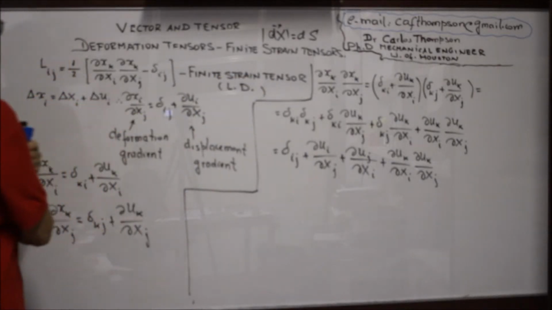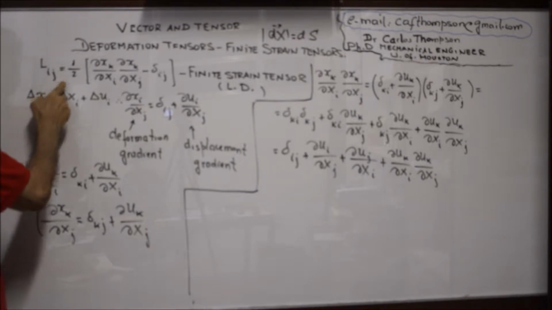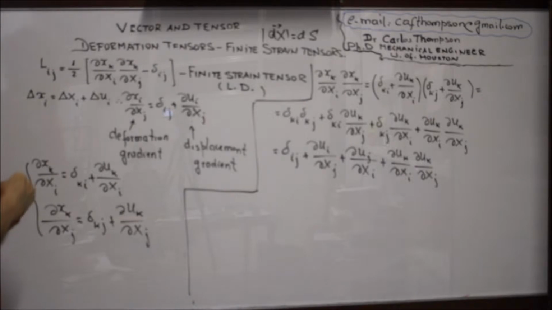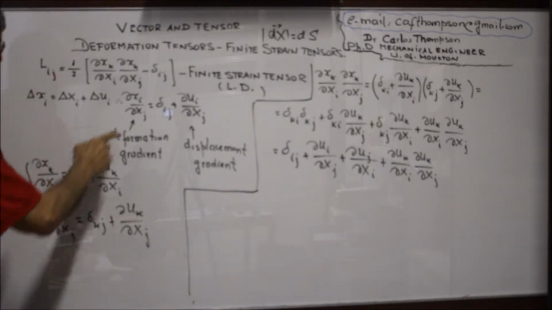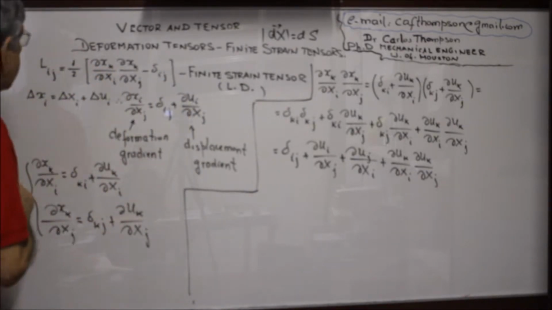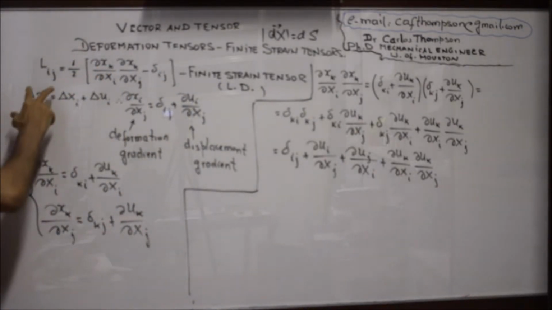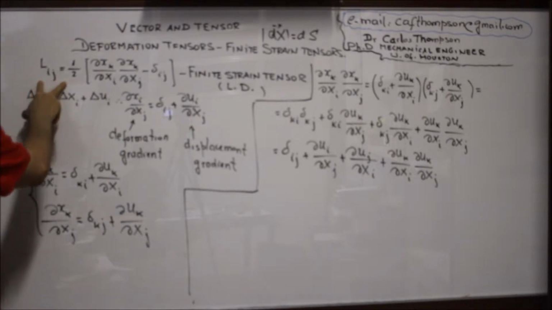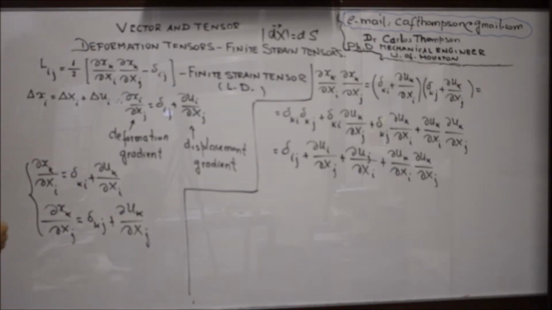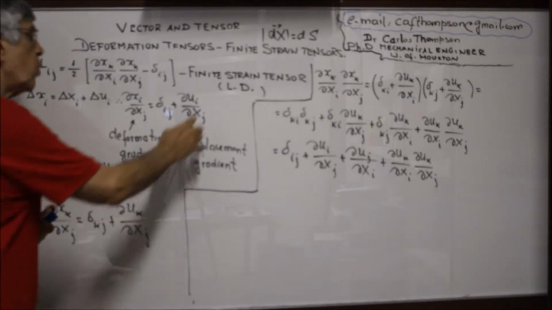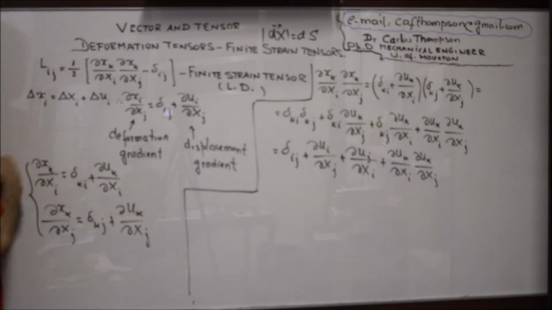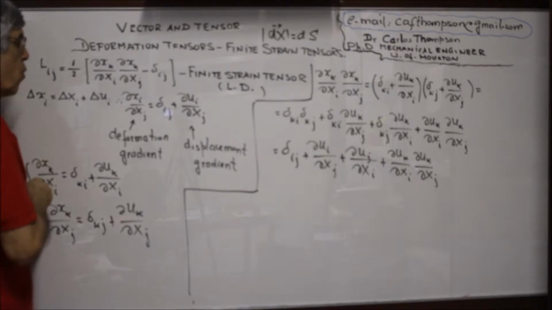The finite strain tensor, Lij, is written in terms of the deformation gradient. You see, this is the deformation gradient. Now we can represent the second order tensor in terms of the displacement vector, the displacement components, Ui.